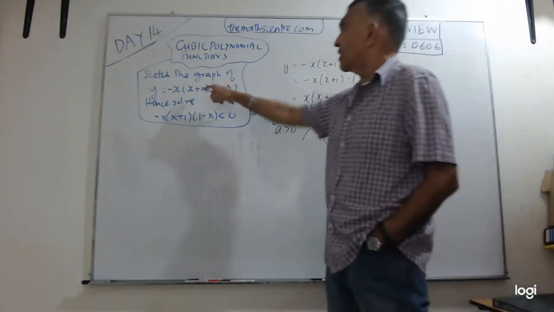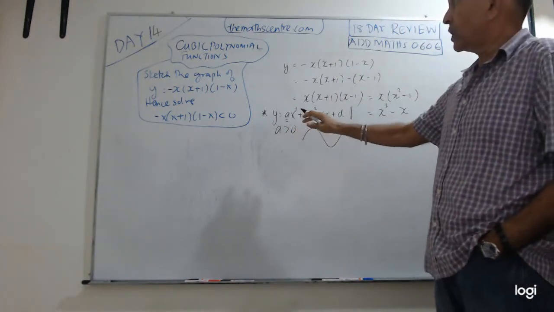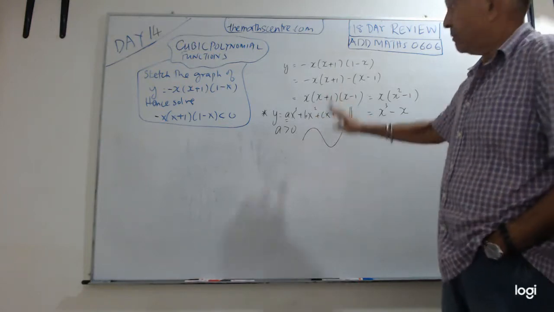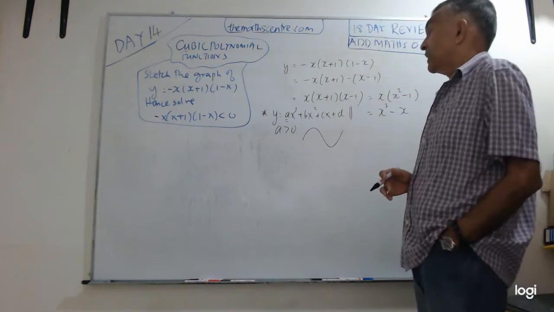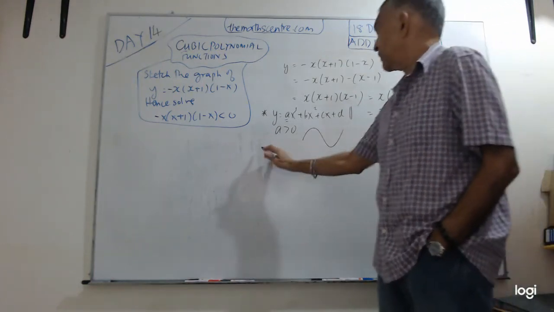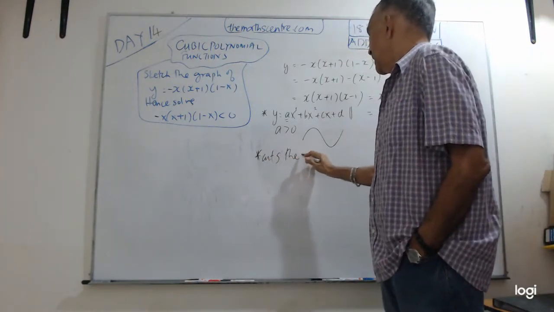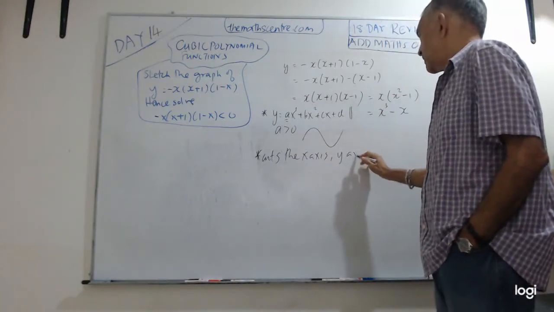We are asked to sketch the graph. So that's the first thing when you deal with cubic polynomial functions. That's the first thing you have to do on the exam. Make sure you get the value of a so you know how your graph looks. Then the next step would be to see where it cuts the x-axis, and also the y-axis.